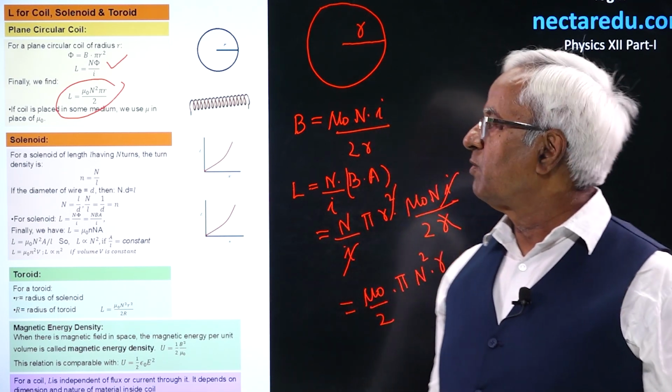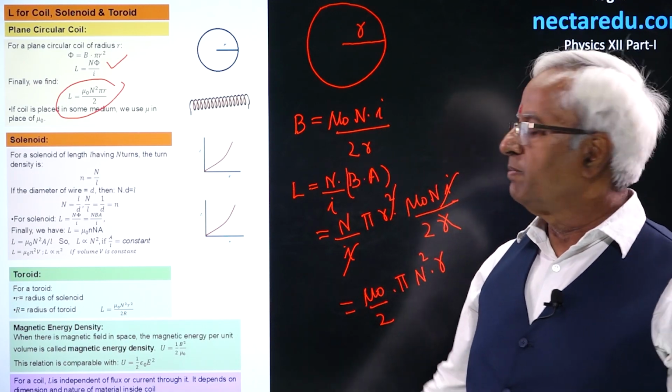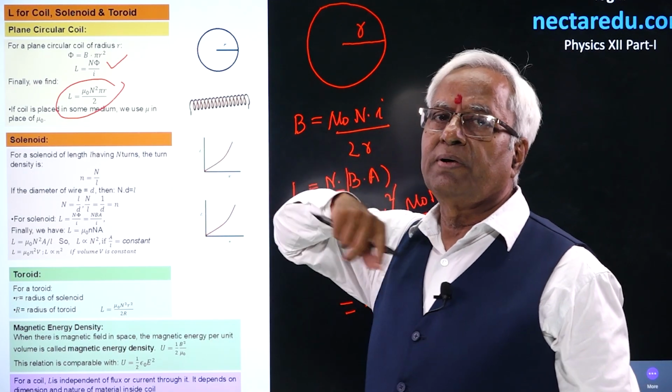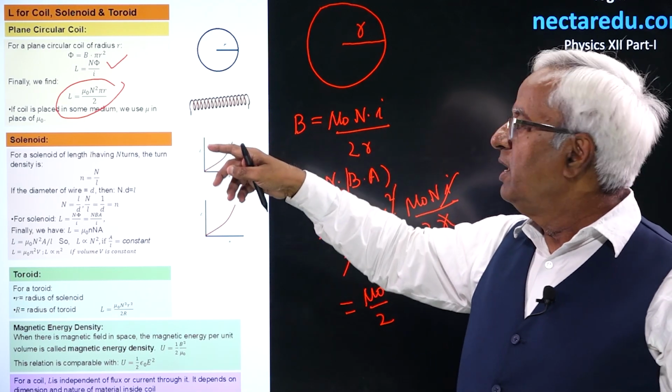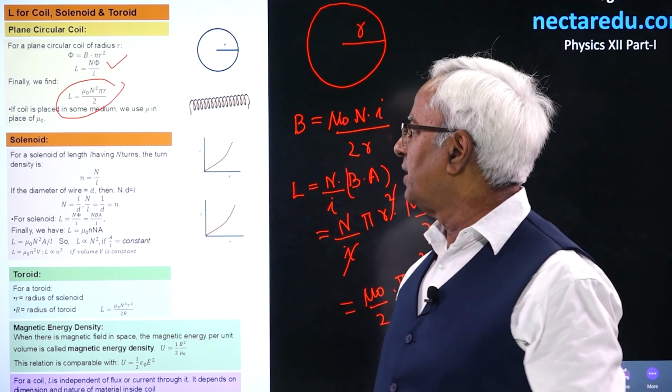If you are putting the coils in some medium, obviously this mu naught will be replaced by mu. Mu naught is the permeability of free space, whereas mu is the permeability of the medium concerned over there.